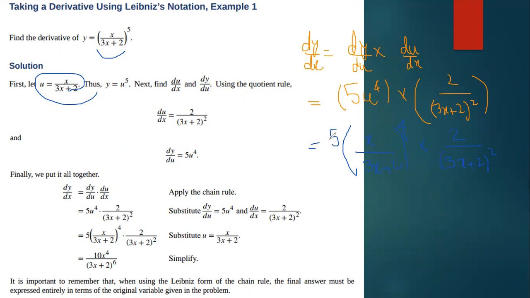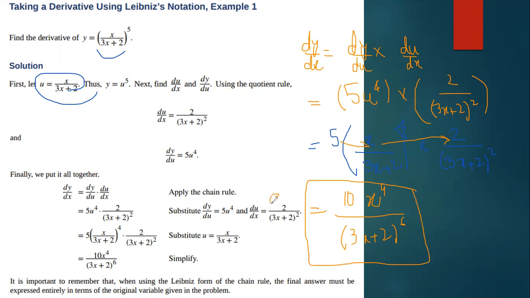Okay, so अगर मैं numerators की बात करता हूँ, so this will be 5 will be multiplied with this one and this will be multiplied with this. So 5 times 2 is 10, 10x4 divided by, अब this is यहाँ पे 3x plus 2 की power 4 है, this is 2, so 4 plus 2, 6 power will be added up, so 3x plus 2 whole power 6. Okay, so this is the value of dy upon dx using Leibniz equation basically to find by using chain rule.